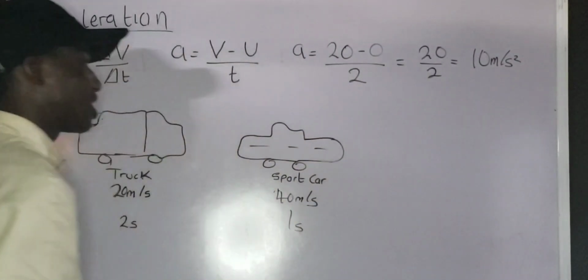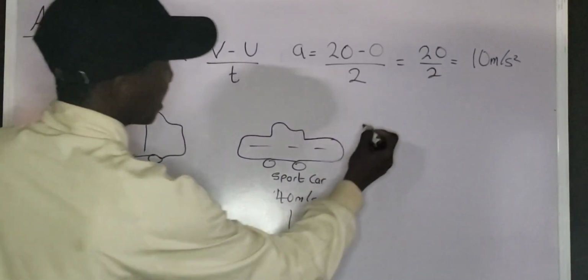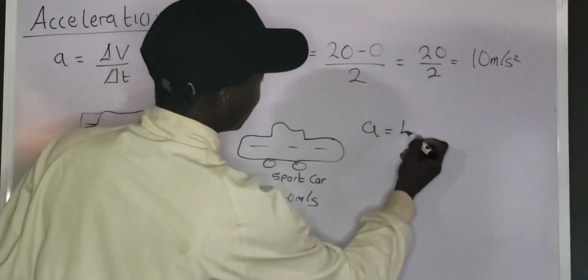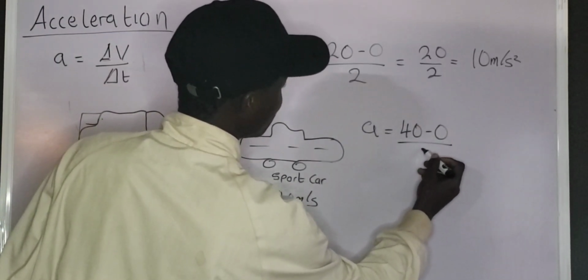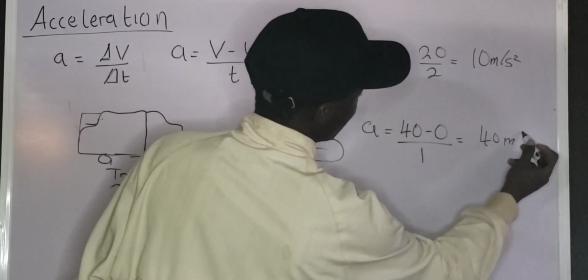You understand? So now let us calculate the acceleration of the sports car. The acceleration of the sports car is given by this. That is 40, which is the final velocity, minus 0, which is the initial velocity, all over time, which is 1. That is 40 meters per second squared.